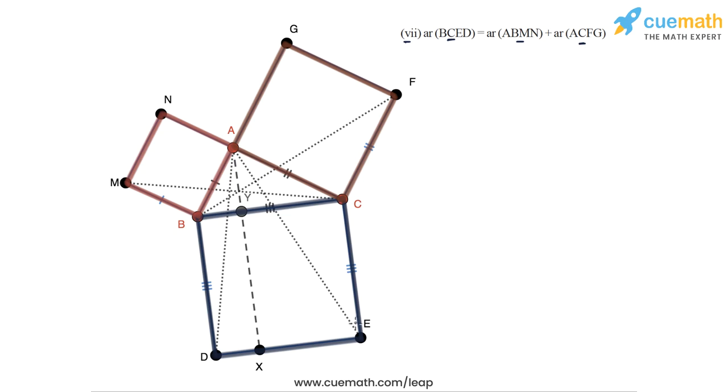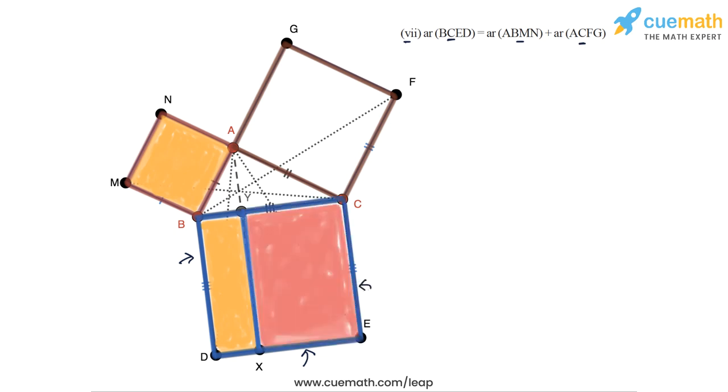What we can do is think of the area of square BCED as being made up of two parts. One part is the area of rectangle BYXD, and we showed in part 3 that this area of BYXD is equal to the area of square ABMN. And the second part of the square BCED is this rectangle CYXE, and we showed in part 6 that this area of CYXE is the same as the area of square ACFG.